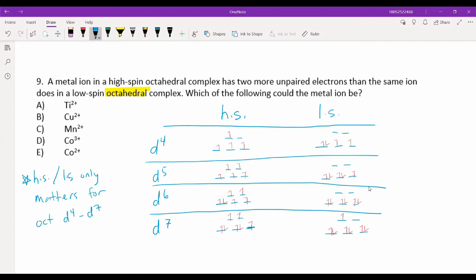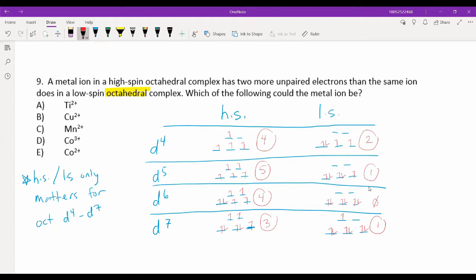So I just took these d4, d5, d6, d7 and did a high spin diagram, a low spin diagram. Again, it's all octahedral. Remember, tetrahedral is always high spin, so we're not going to have this kind of issue with tetrahedral anyways. So you can look at the number of unpaired electrons, and you can write that down next to each one if you want. Like, oh, there's 4, here there's 2, here would be 5, here would be 1, here would be 4, here would be 0, here would be 3. Here would be 1.